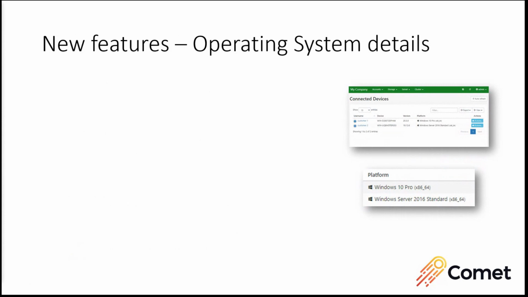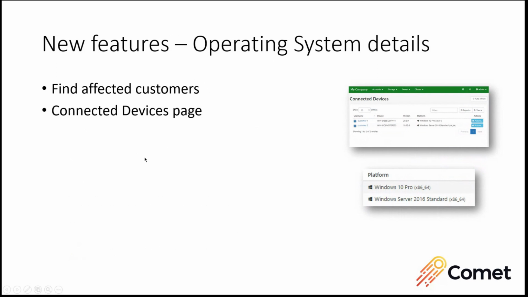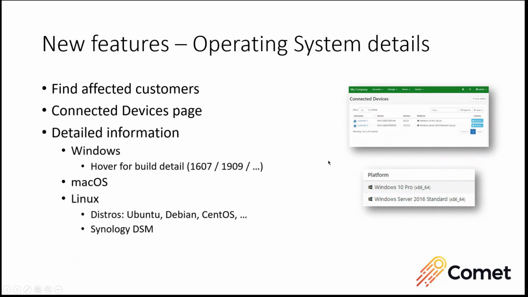To help you tell if you have customers affected by these changes, we're expanding how operating system version numbers are reported up to Comet. So this is in the Comet server web interface on the connected devices page. And it can detect version numbers now for all common operating systems and a lot of Linux distros too. Ubuntu, Debian, CentOS server distributions, but also desktop distributions and some NAS appliances. So that's a really cool new feature. See the detailed OS versions for your customers.